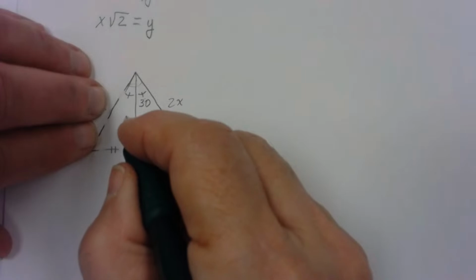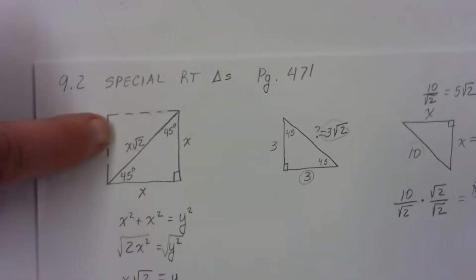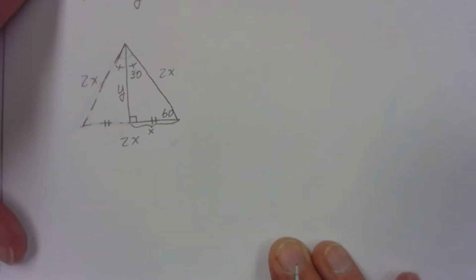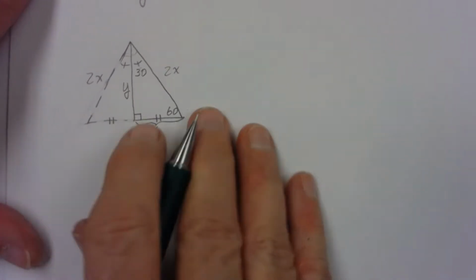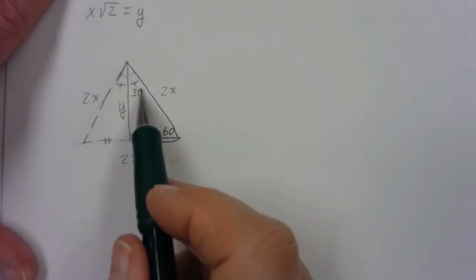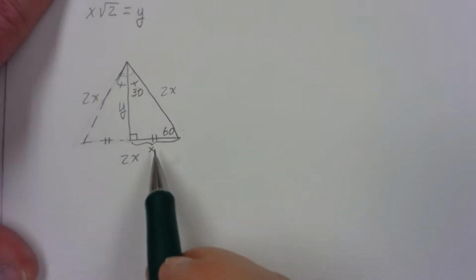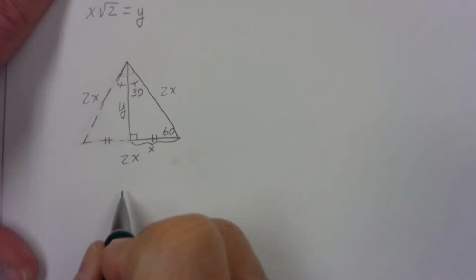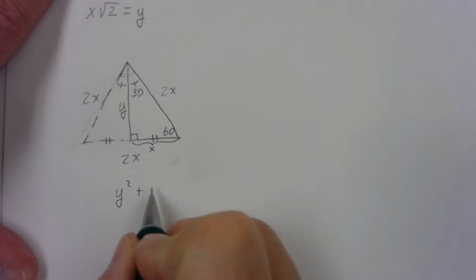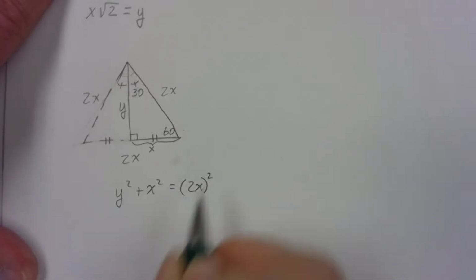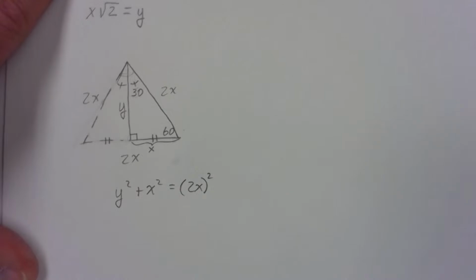But what the heck is this? Kind of like up here, I wondered, what the heck is that? I put a y on it. I had no idea what it was. So I'm going to use Pythagorean theorem again. So watch this. If I'm looking at this triangle right here, and I've got all these suppositions, this 30 here, this 60 here, right angle here, x here, 2x there, Pythagorean theorem says that y squared plus x squared equals all of 2x squared. Yeah, it's important that you square the whole thing.